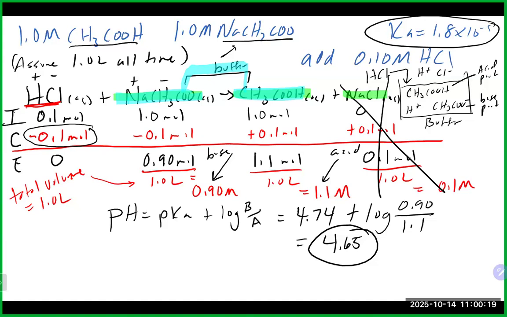So if you did this calculation and ended up with a pH higher than 4.74 after you added acid, you're going in the wrong direction. So something is not right in that case.